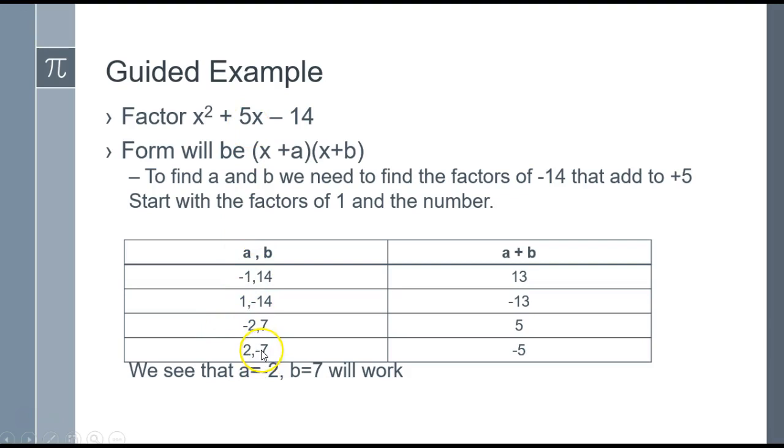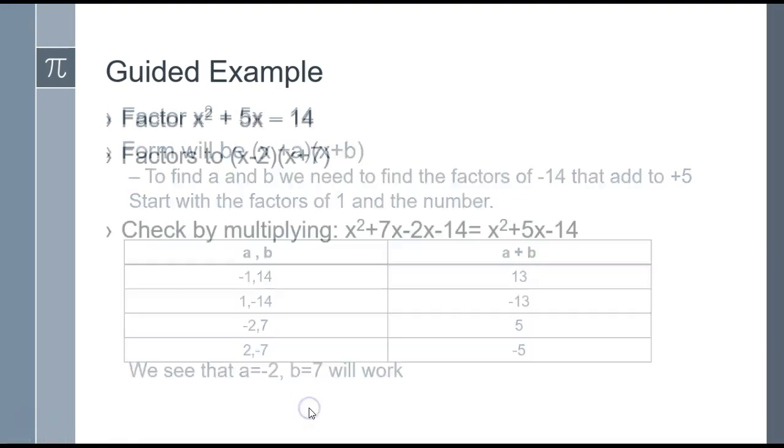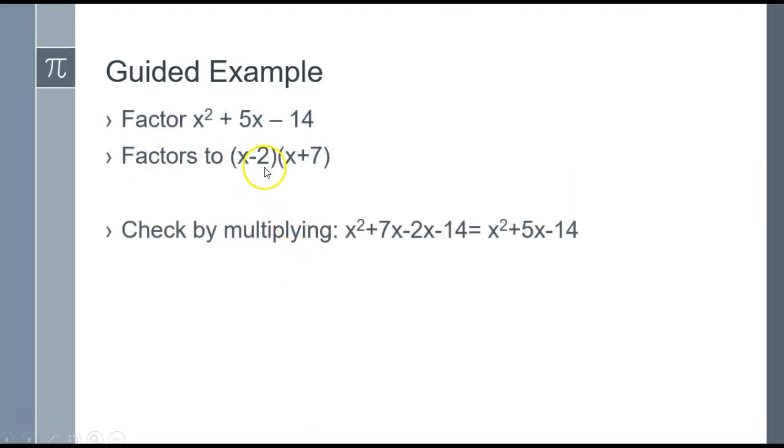Now I wrote them all out. You can stop once you find the pair that adds up to what you need, but I wanted to show you the entire process. So negative 2 plus 7 is 5, so I'll let a be negative 2, and b will be 7. So I get x minus 2 times x plus 7.